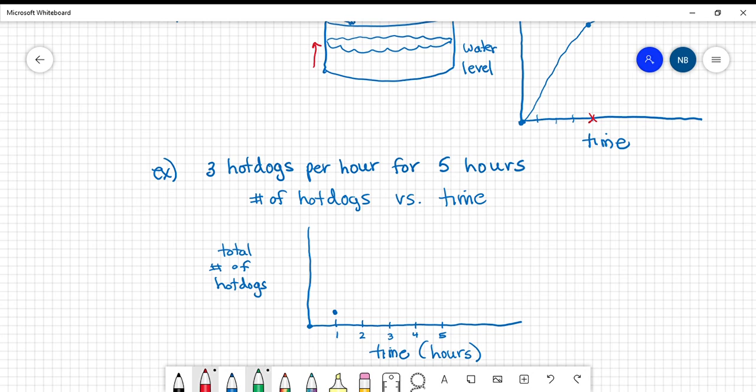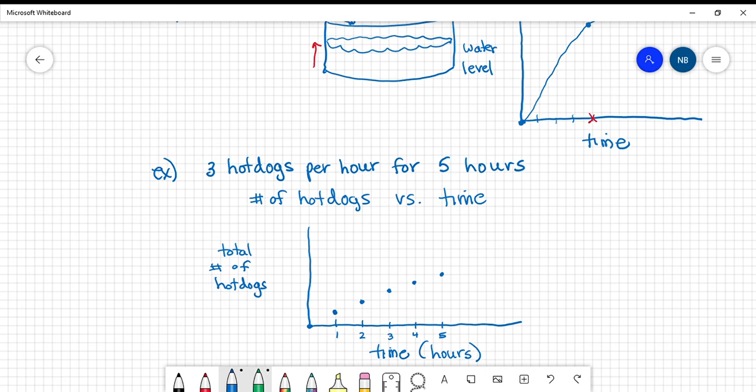Because it's not like you absorb the hot dog continuously over that first hour. There's 1 hour, he's eaten 3 hot dogs. After 2 hours, Charlie has eaten 6 hot dogs. After 3 hours, he's eaten 9 hot dogs. Notice how the dots are going up by 3. After 4 hours, he's eaten 12 hot dogs. And after 5 hours, he's eaten 15 hot dogs.